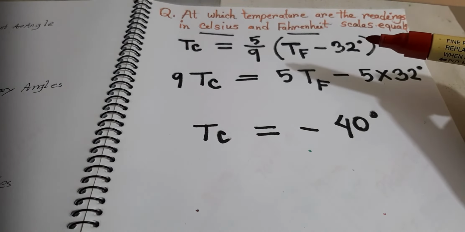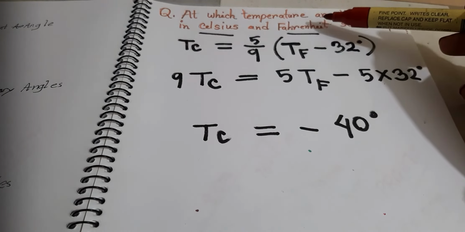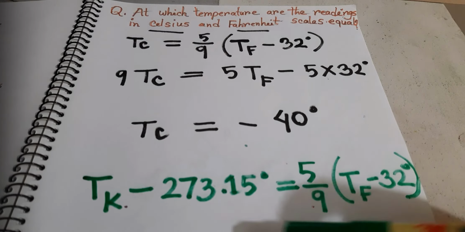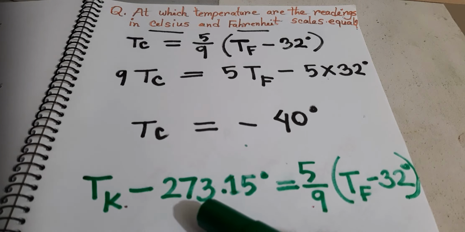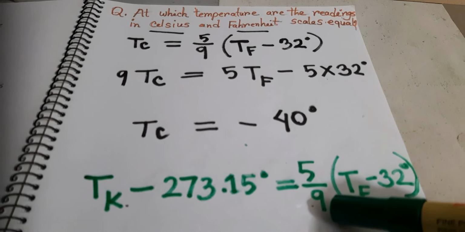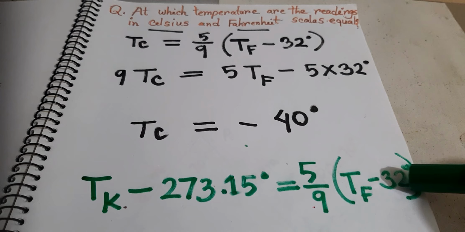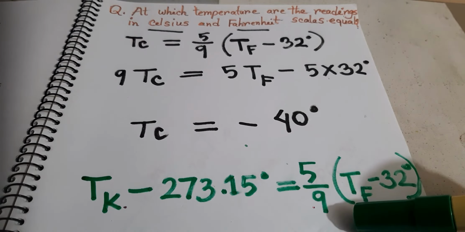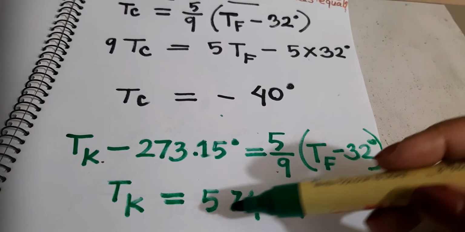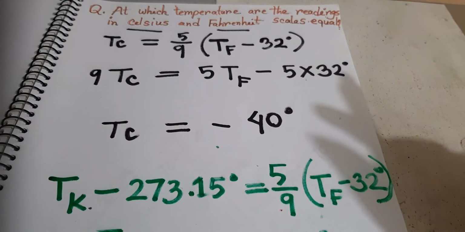Another one: at which temperature are the readings in Kelvin and Fahrenheit scales equal? How will we do it? Here is Kelvin minus 273.15 degrees equal to 5 divided by 9 times the Fahrenheit scale minus 32. This is the formula. If I calculate, we can find 574.59 degrees.